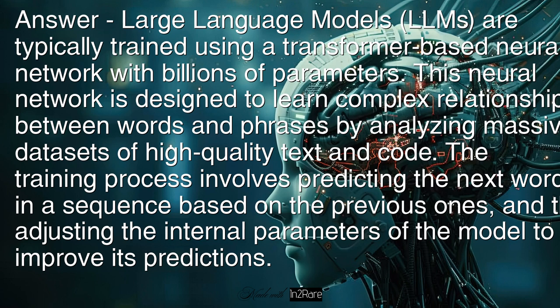This neural network is designed to learn complex relationships between words and phrases by analyzing massive datasets of high-quality text and code. The training process involves predicting the next word in a sequence based on the previous ones, and then adjusting the internal parameters of the model to improve its predictions.